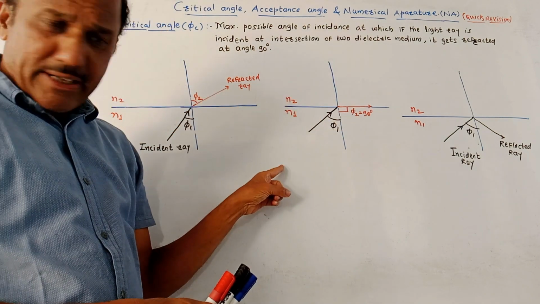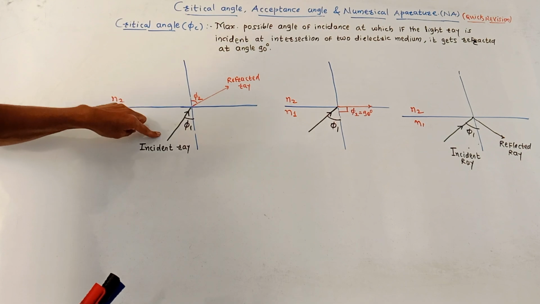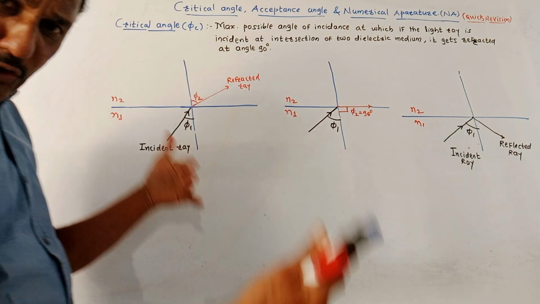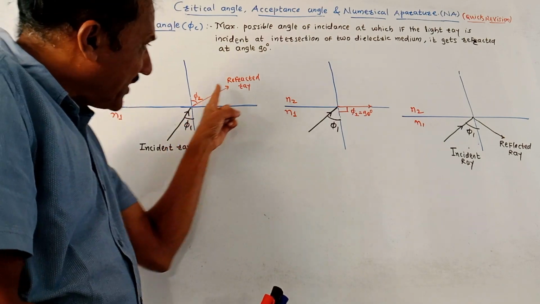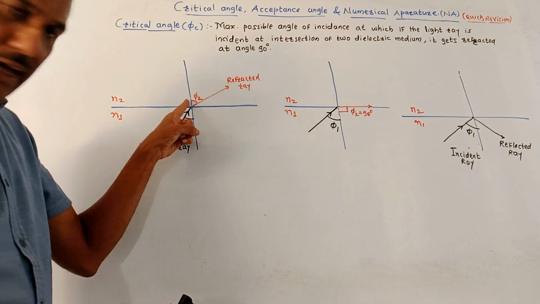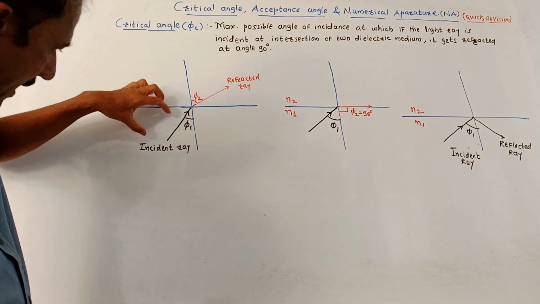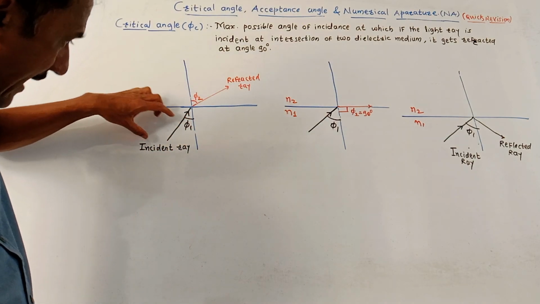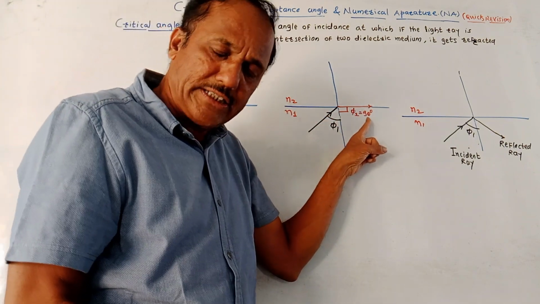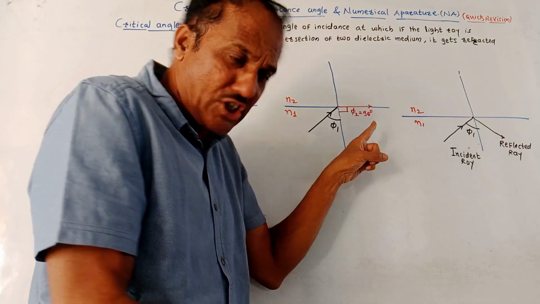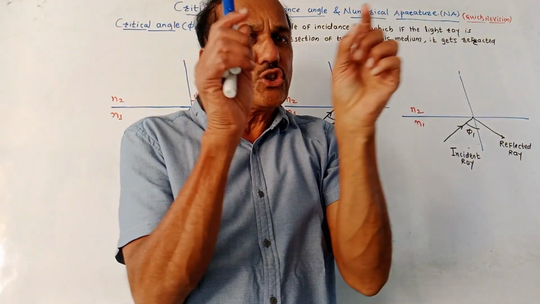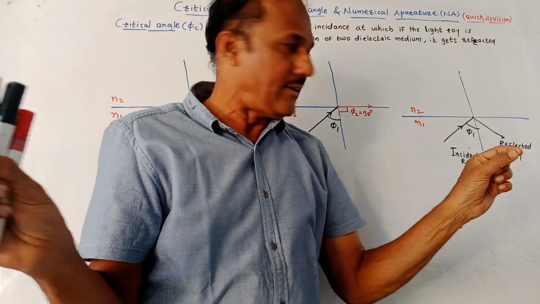I have shown three different diagrams. This is the incident ray, which makes an angle phi 1. At one particular value of phi 1, you get a refraction. This is the refracted ray, which makes an angle phi 2. As you go on increasing the angle of incidence, at one particular stage the value of phi 2, that is the angle of refraction, becomes 90 degrees. This is the limiting angle, which is called the critical angle.